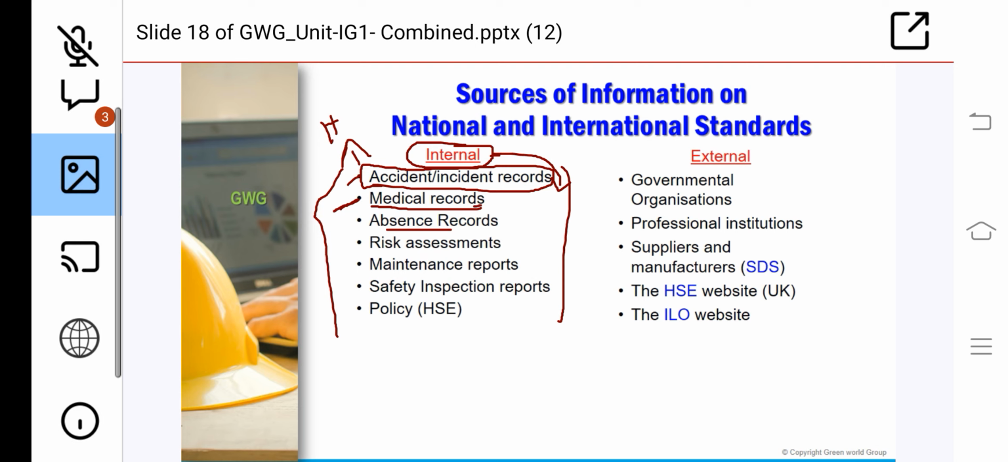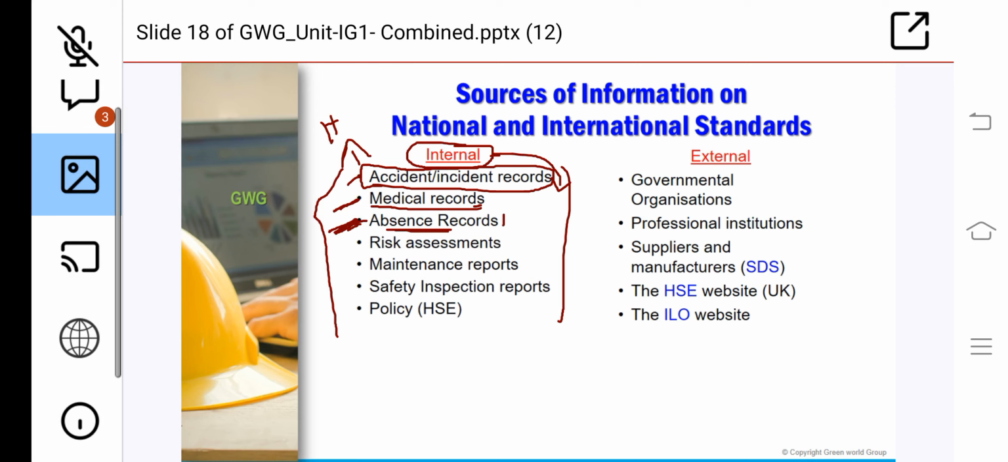Then absent record, meaning absenteeism record. So why are people absent too much? Maybe their workplace is not good, the workplace environment is very dirty, there's dust, there's polluted air, maybe it is noisy, people are sick, that's why people are absent too much. The workplace is risky, that's why people are absent. So the absenteeism record will give you health and safety related information.